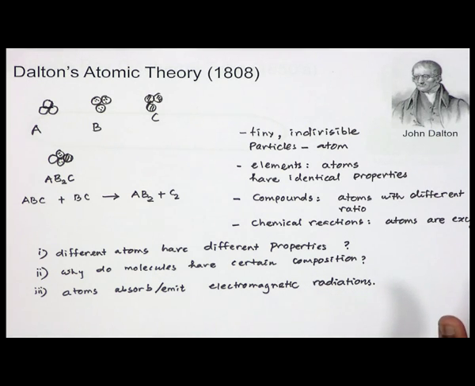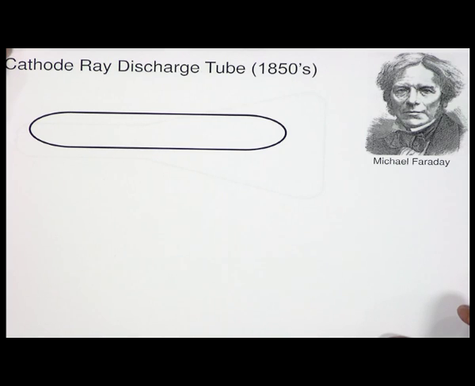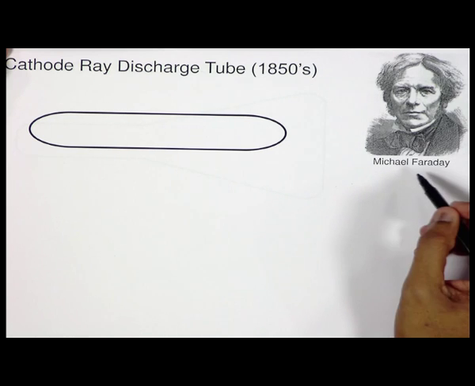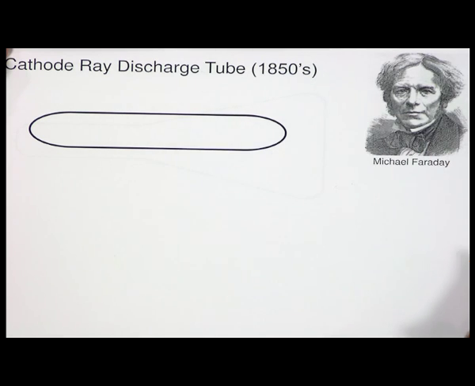In the mid 1850s, there were a series of new experiments which were carried out that showed that Dalton's atomic theory had several flaws. We will discuss those experiments. Some of those experiments are called cathode ray discharge tube experiments, which were carried out during the mid 1850s. Michael Faraday was one among the pioneers of this kind of experiments. For this cathode ray discharge tube experiment, we will discuss the experimental setup.